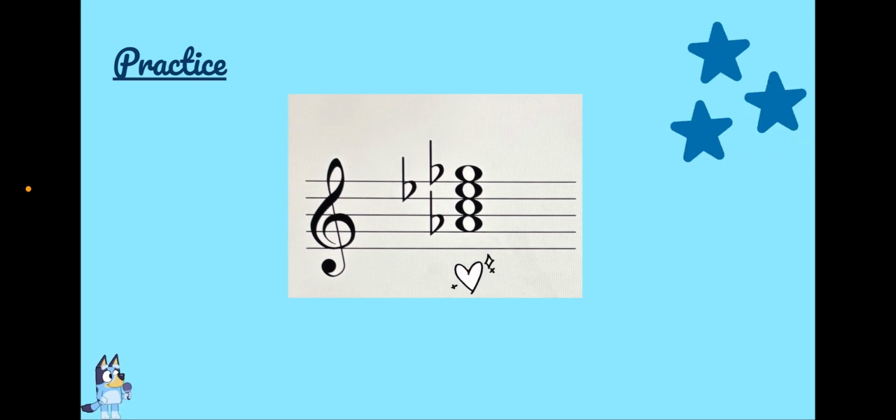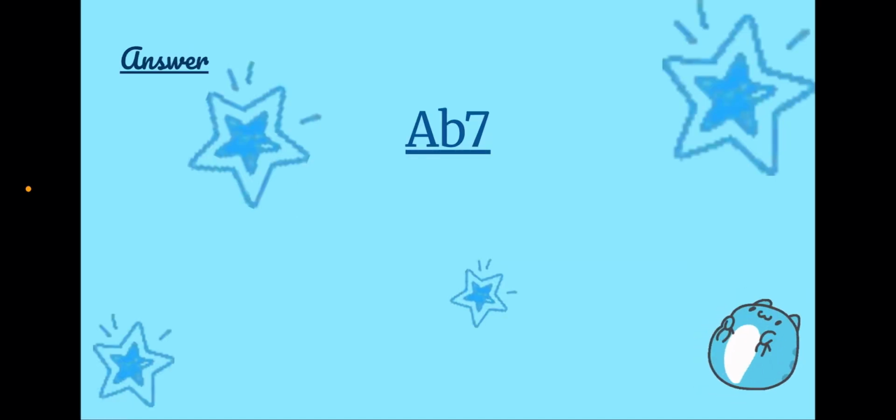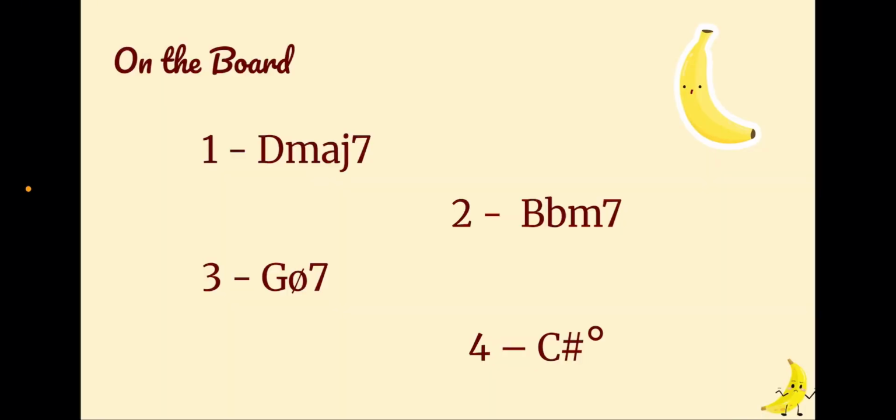So if it is flattened on the 7th degree, that makes it a dominant 7th. So that is the answer. That is an A flat dominant 7th. And so for these, if you would please just get out a piece of paper, and I will give 30 seconds or just pause the video to look over these ones.